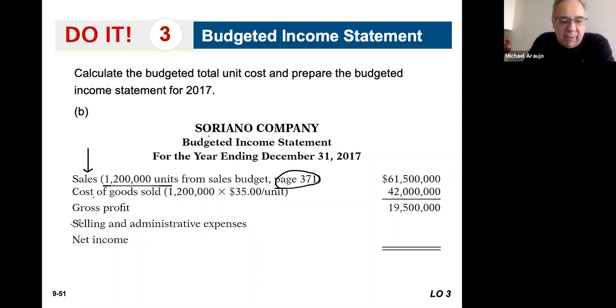The selling and administrative expenses were given to us as a flat amount in the problem. It just tells us it's, I think, 12 million. So we simply subtract that out. There's nothing to calculate here. And that gives us our net income for the year of $7.5 million. And that is a budgeted income statement.